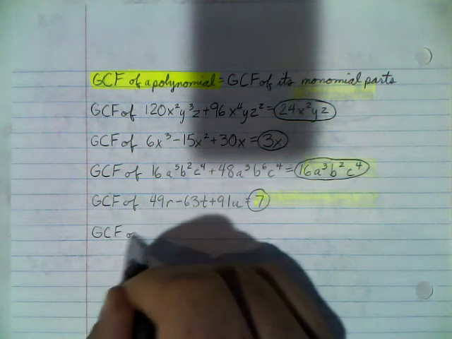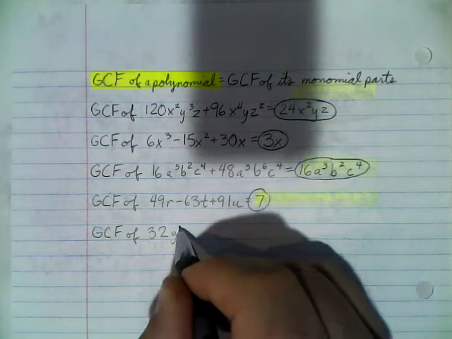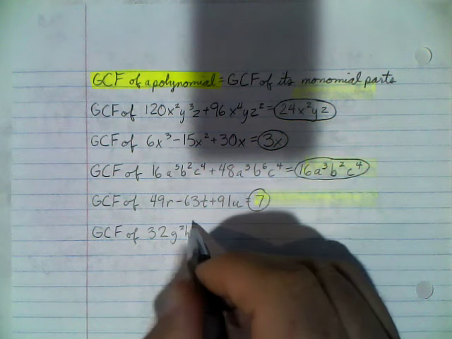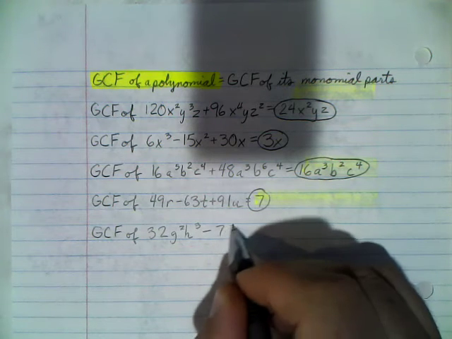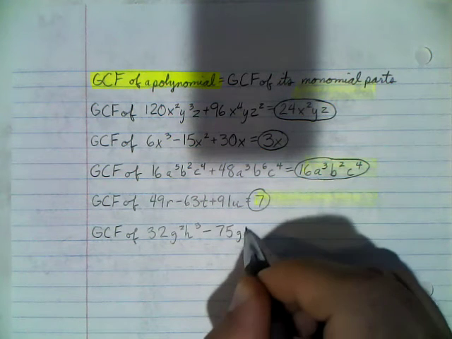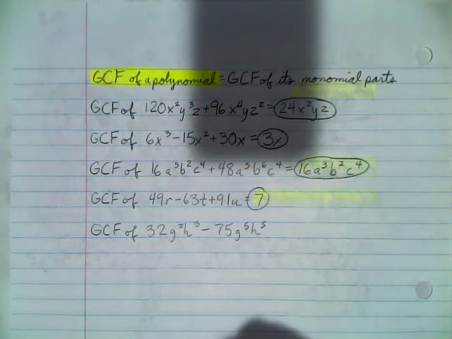Let's try the GCF of 32 g to the 7th h to the 3rd minus 75 g to the 5th h to the 5th. Go ahead and pause and give it a shot. All right, let's see how you did.